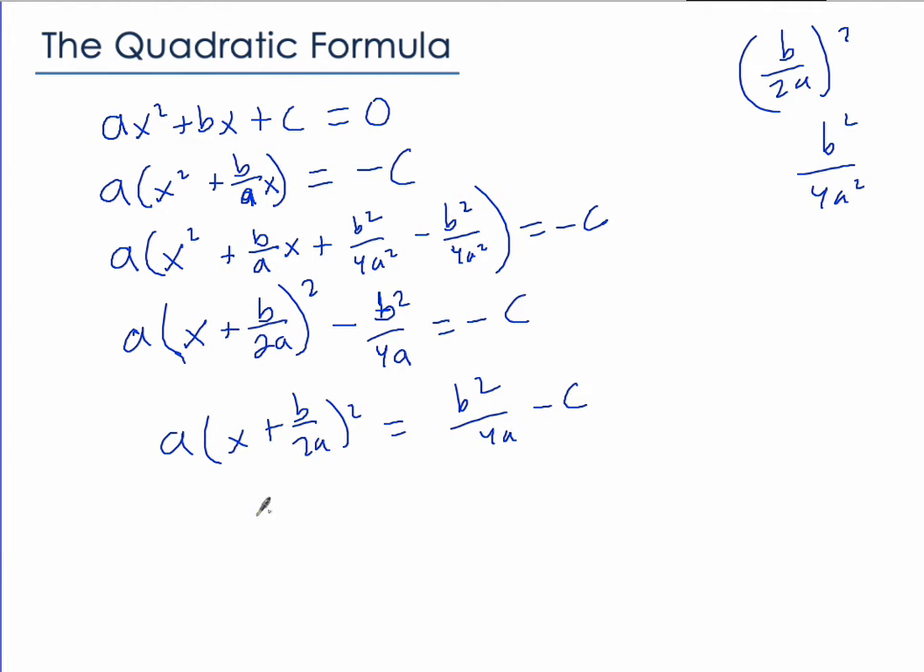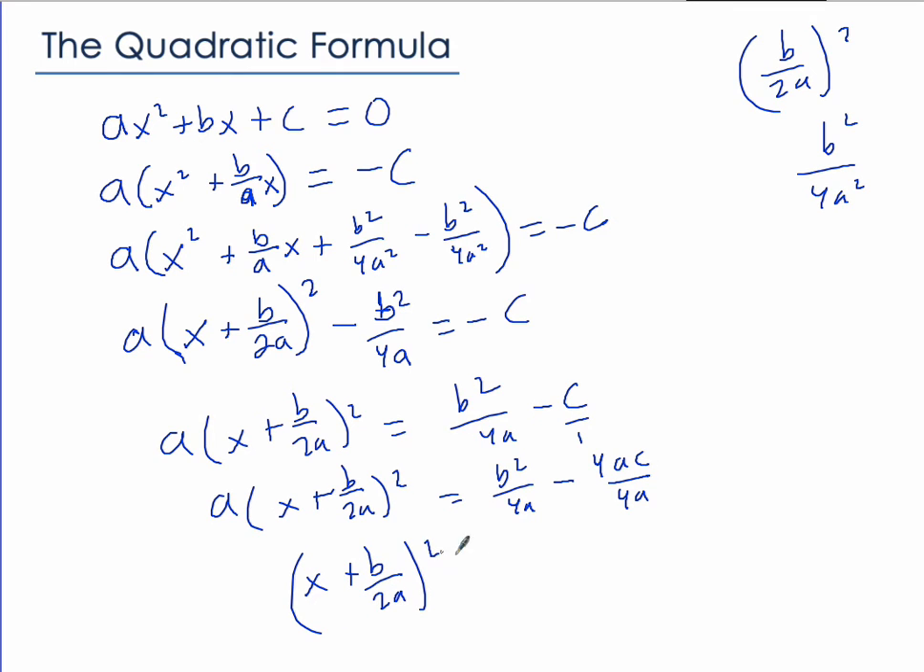So let's get a common denominator and add those together. That's going to be b squared over 4a. To get a common denominator, multiply numerator and denominator by 4a, so you're going to have 4ac over 4a. Then I will divide both sides by a, which means it comes into the denominator down here. We're going to have b squared minus 4ac over 4a squared.